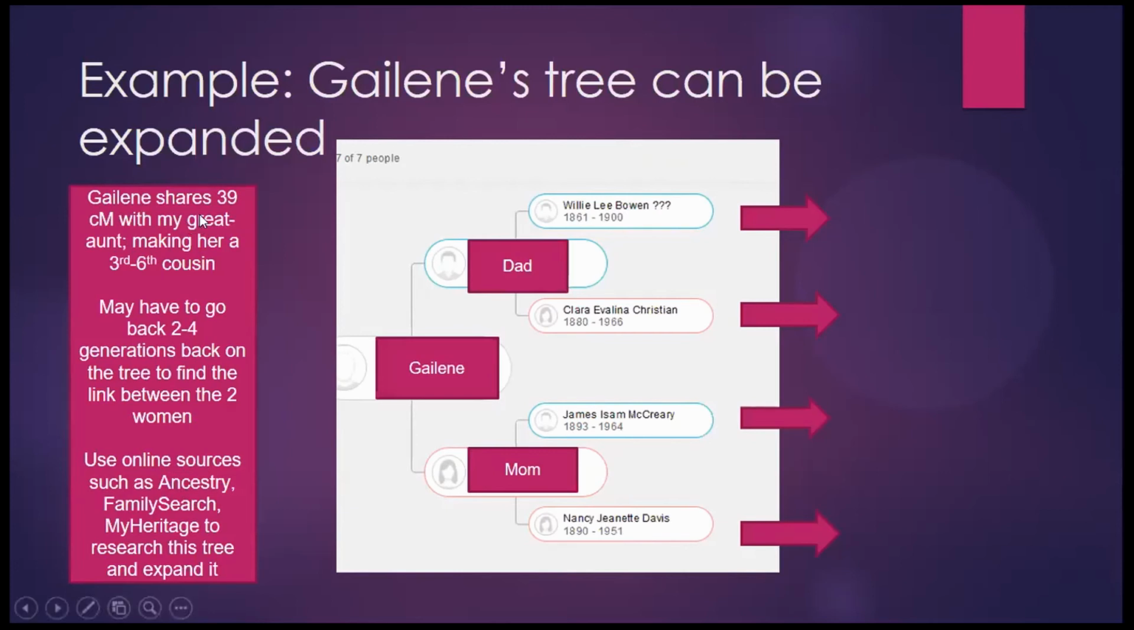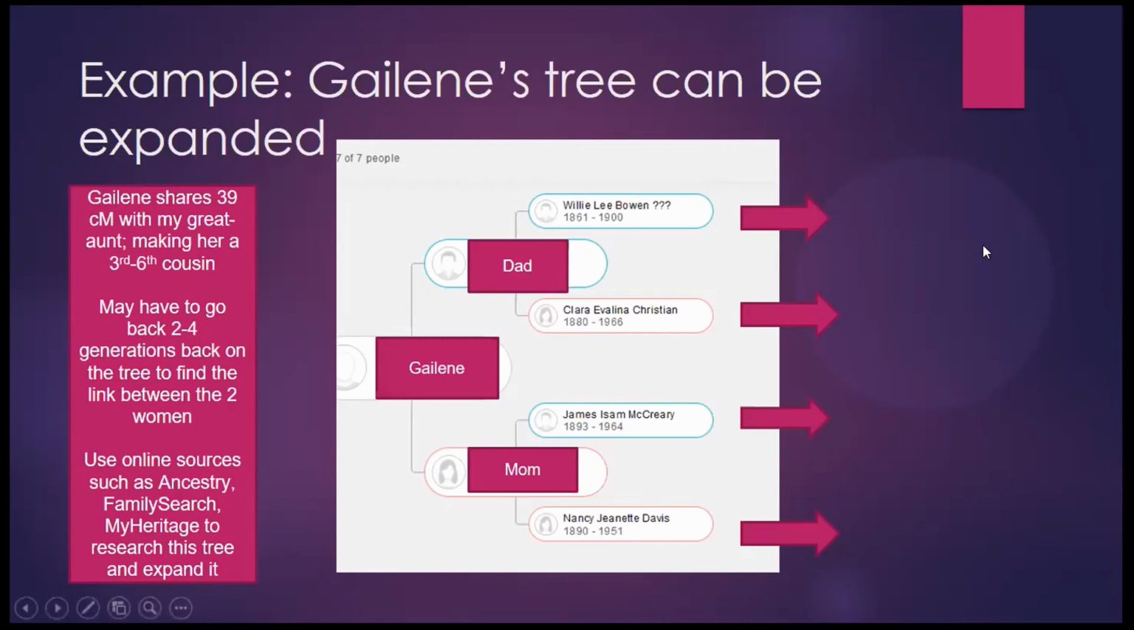And because Gailene only shares 39 centimorgans with my great aunt, that makes her in a real squishy category. She could be a third cousin with my great aunt. She could be a fourth cousin. She could be a fifth cousin. She might even be a sixth cousin. That's a little outside of the bounds, but it could be. So I would theoretically want to expand her tree back 3 or 4 more generations. So back from Willie, several more generations. Back from Clara, several more generations. Looking for, and probably I will find, one of those surnames that I'm looking for: Kellogg, remember, Kellogg, Eaton, Spencer, or Harris.